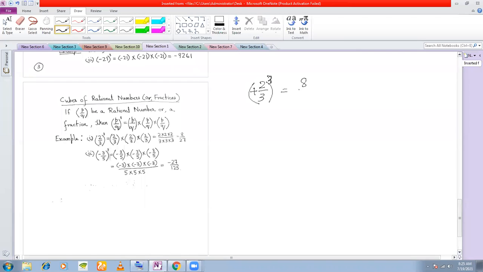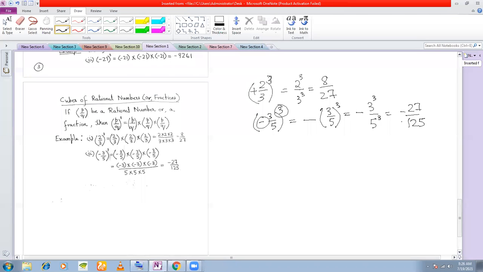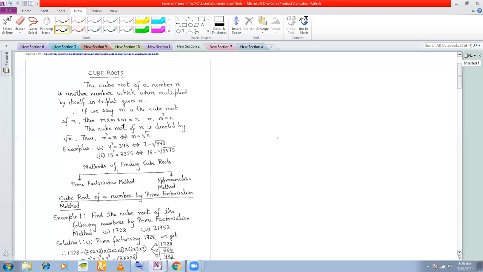That means you can write this as 2 cube by 3 cube, which is equal to 8 by 27, right? And if you take a negative number, say minus 3 by 5, because this is an odd power and here is a negative sign, we'll keep the negative sign and write this as minus 3 cube by 5 cube, which is equal to minus 27 by 125. Okay, so that is fine.